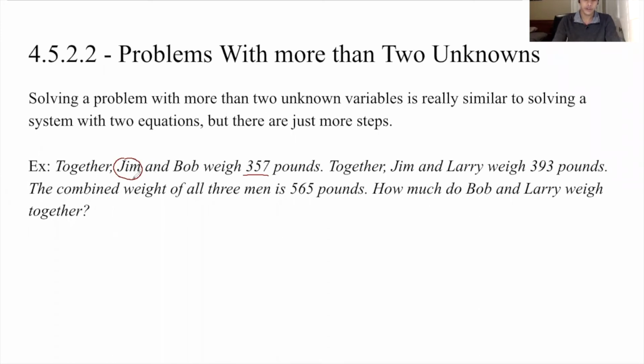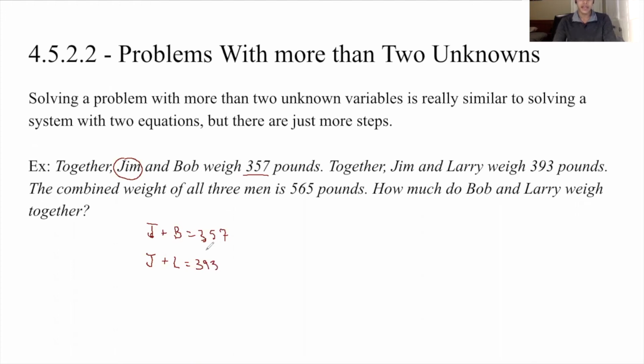Our first piece of information says Jim and Bob weigh 357 pounds, which means if we take Jim's weight, or J, and add it to Bob's weight, or B, that's going to give us a total of 357 pounds. Our second piece of information is together, Jim and Larry weigh 393 pounds, which means if we take Jim's weight, J, and add that to Larry's weight, L, that will equal 393.